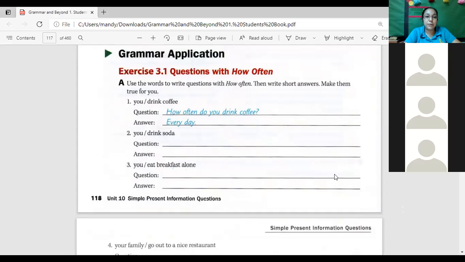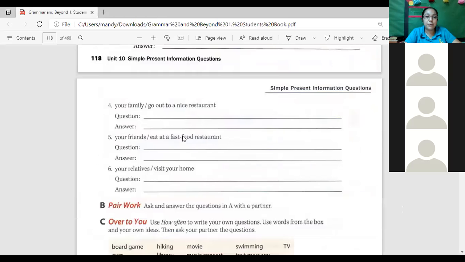Okay, number 4. Your family go out to a nice restaurant. What is the question in that case? Remember we use how often, yeah? How often, in that case? How often your family go out to a nice restaurant? Okay, how often, do or does? What is the auxiliary? Do or does?